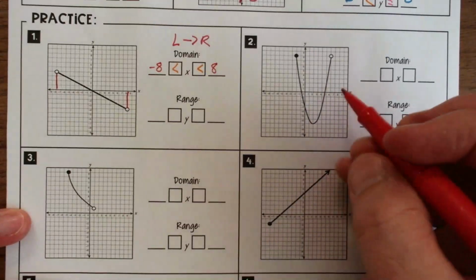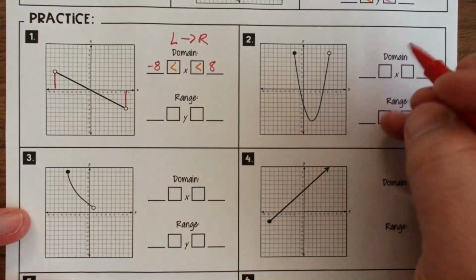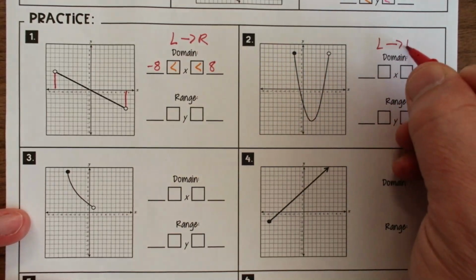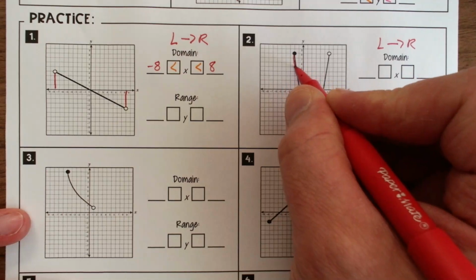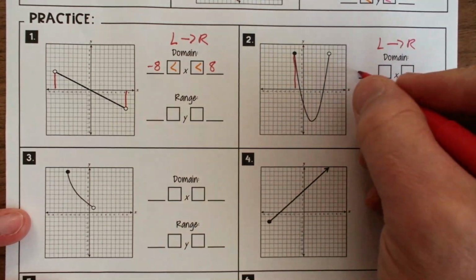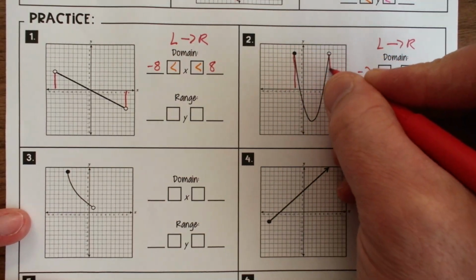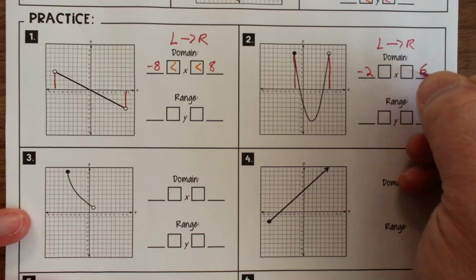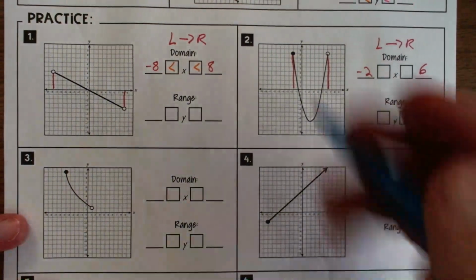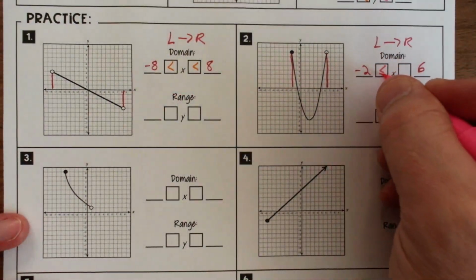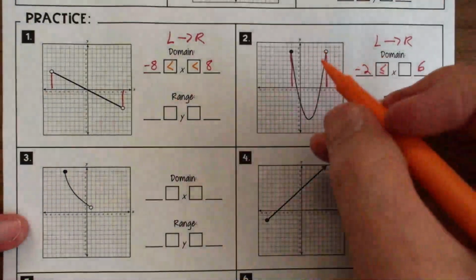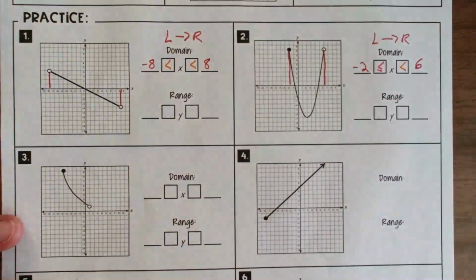For domain here, I start on the left side because remember, domain is left to right. So this is my first part of this graph. I'm going to draw a line that goes down. Looks like it hits -2. I'm going to draw a line down. It looks like it hits 6. On this side, the dot is closed, so that is less than or equal to. And on this side, the dot is open, so it is the less than symbol.